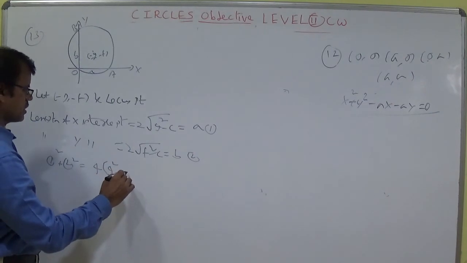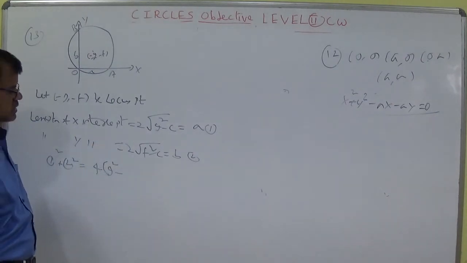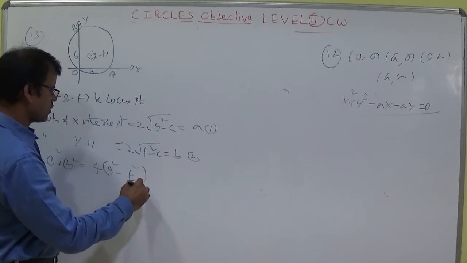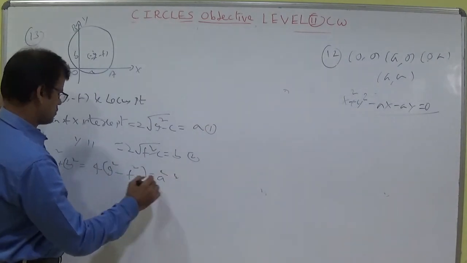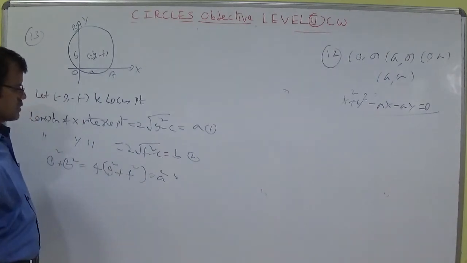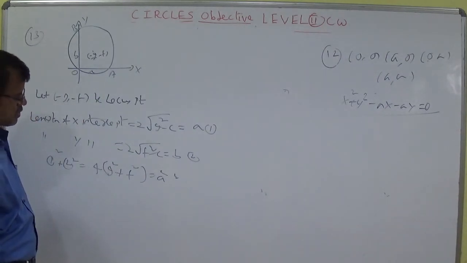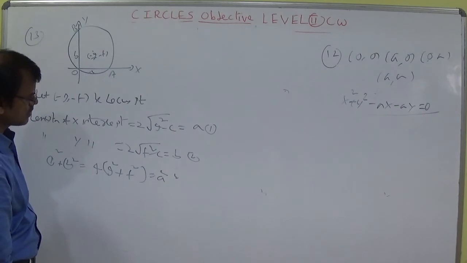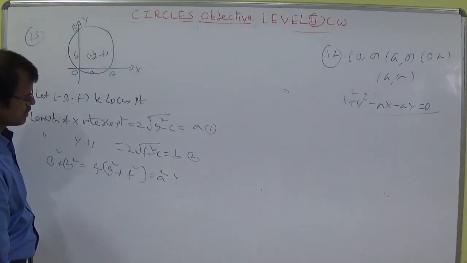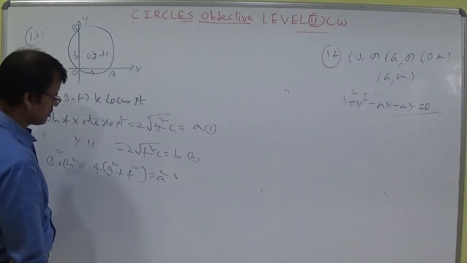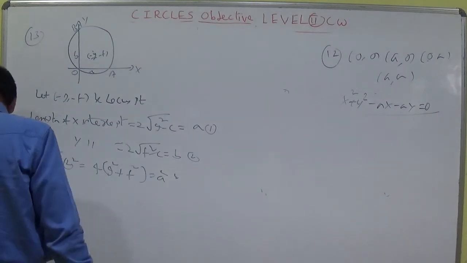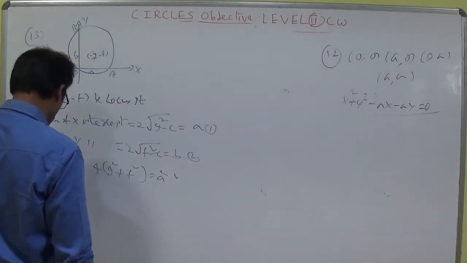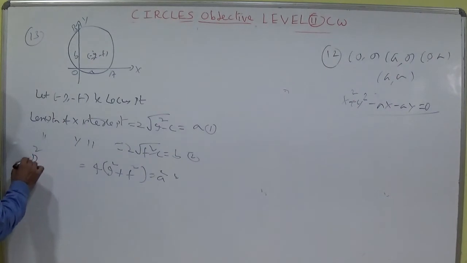You may get 4 into g square minus c, plus 4 into f square minus c. So 4 into (g square minus c) is equal to A square and 4 into (f square minus c) is equal to B square. Adding is not possible because c is not there in the options, so it is better to do subtraction.